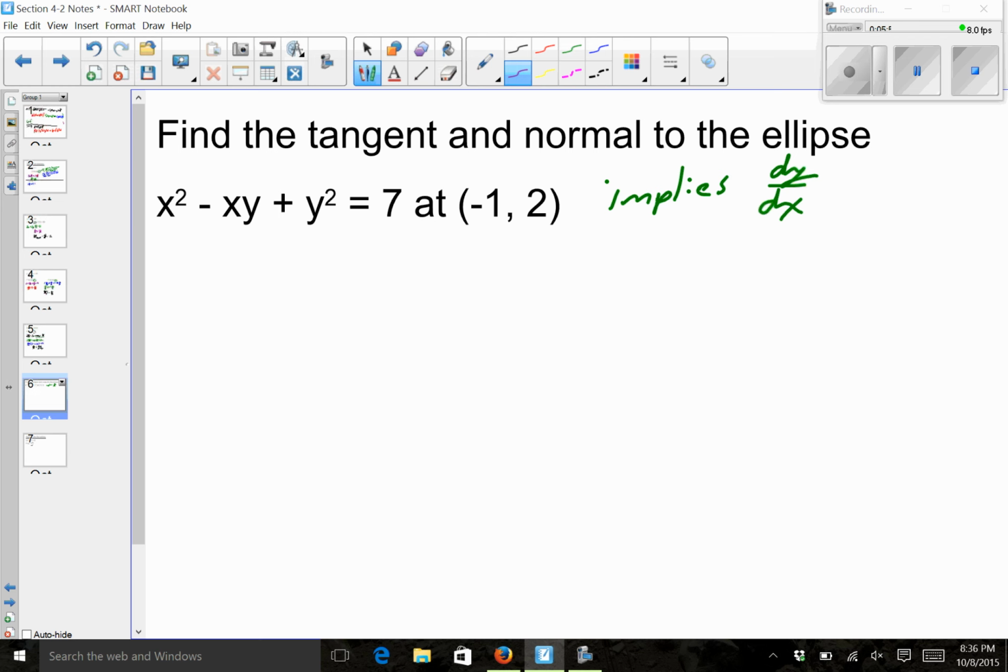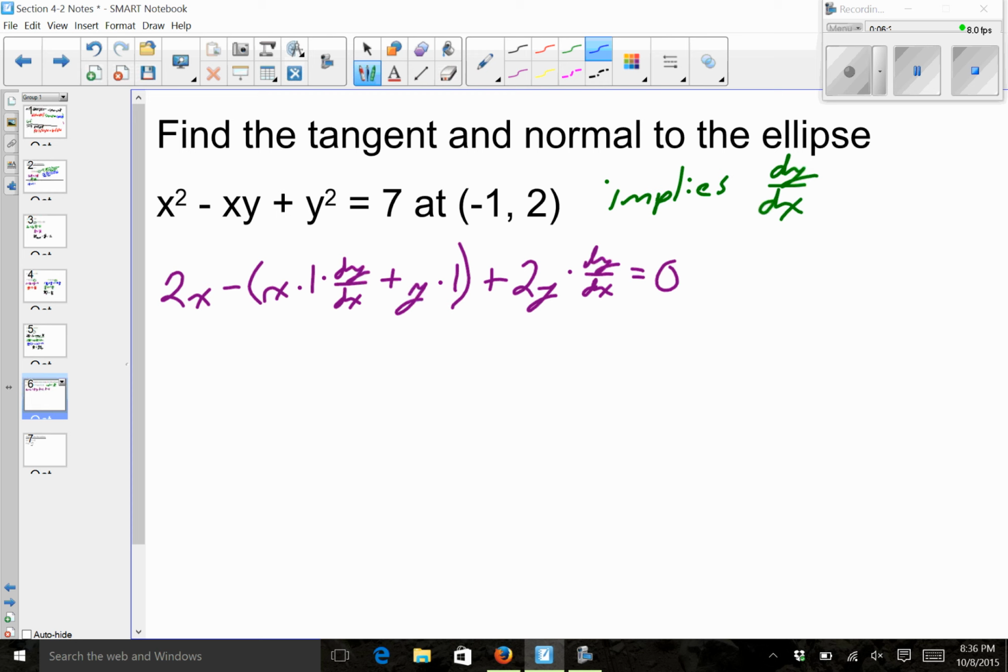So when I start taking derivatives, well, 2x, don't need the chain rule, minus, and then I have x times y, which is going to need the product rule. So first times the derivative of y, which is 1, but I need the chain rule on that, because this is with respect to x, plus second times the derivative of first, and I don't need the chain rule on that. Then going to the derivative of y squared, which is 2y. Then I need the chain rule. And then the derivative of 7 is 0.